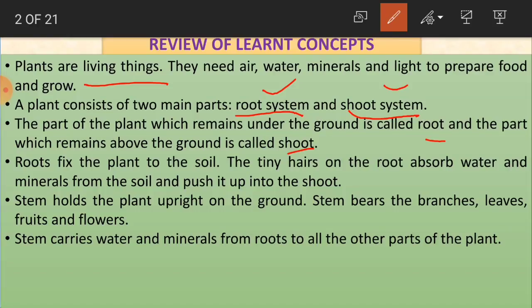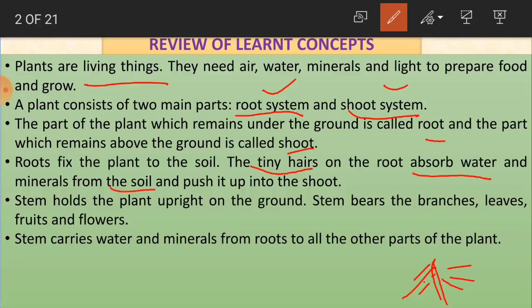And the tiny hairs on the root absorb water and minerals from the soil and push it up into the shoot. Do you remember the picture of the root, children? It is inside the ground. It has so many tiny hairs, very small hairs. What do these hairs do? They are going to absorb the water and the minerals which are in the water, from the soil.